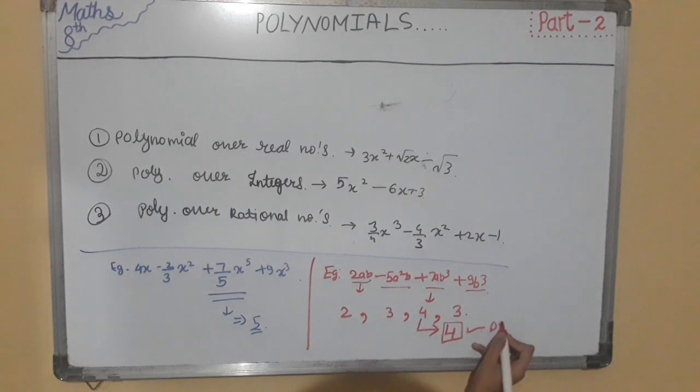The highest power is 4, thus the degree of the given polynomial is 4. I hope you have understood this. In part 3 we will learn the types of polynomials based on degree, and after that we will learn the standard form of a polynomial and the zero of a polynomial. These are easy topics. I hope you have understood this part.